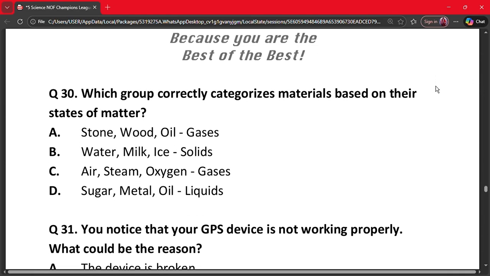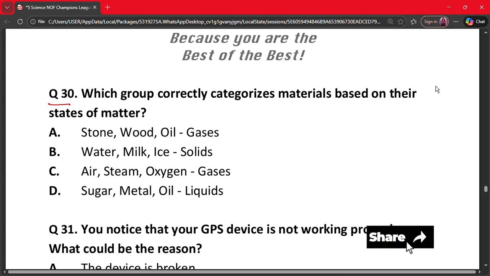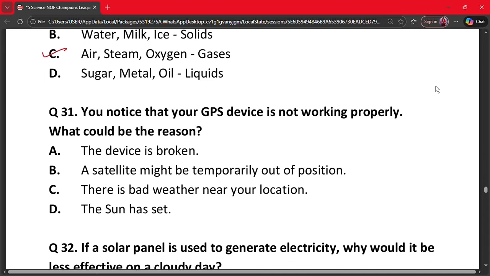Question number 30. Which group correctly categorizes materials based on the state of matter? A. Stone, wood, oil are gases. B. Water, milk, ice are solids. C. Air, steam, oxygen are gases. And D. Sugar, metal and oil are liquid. The correct answer is option C. Air, steam and oxygen are gases. All three are gases.